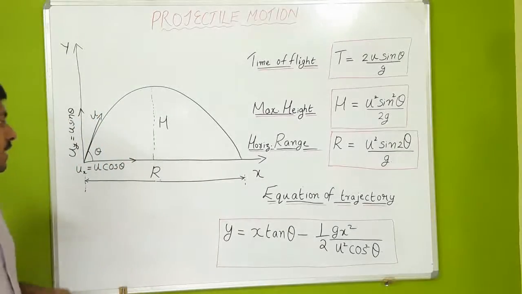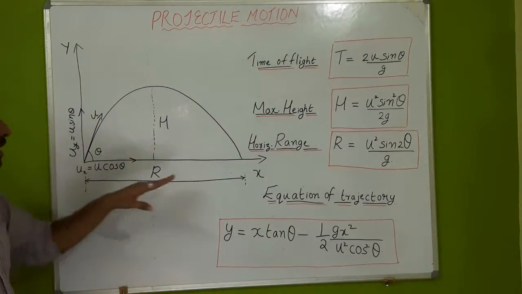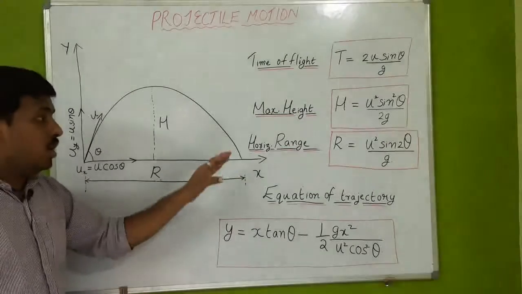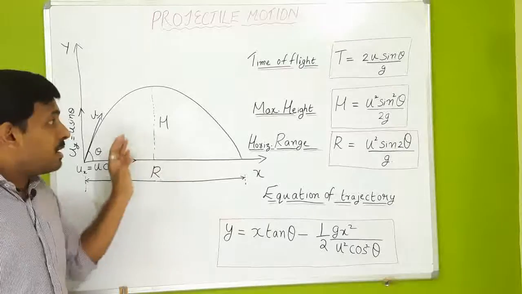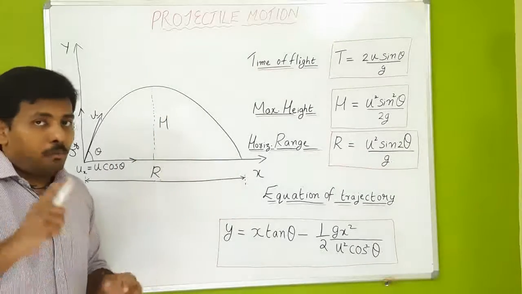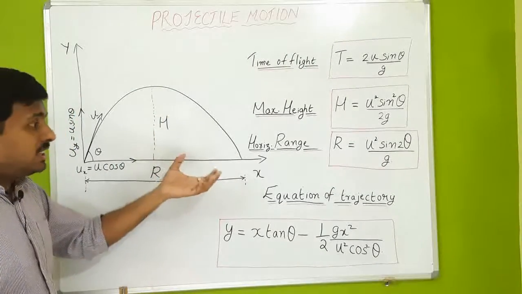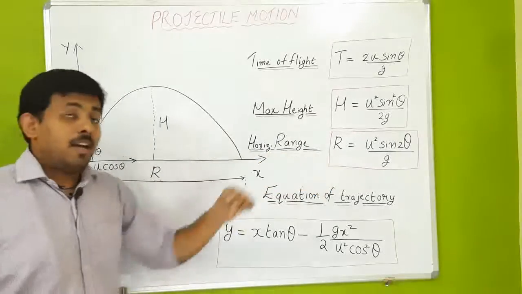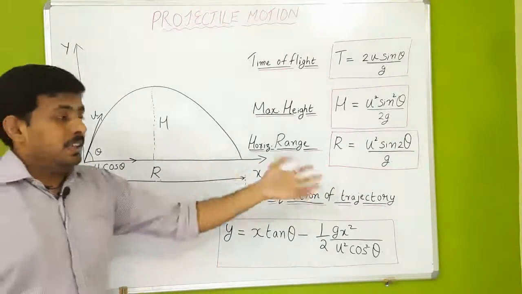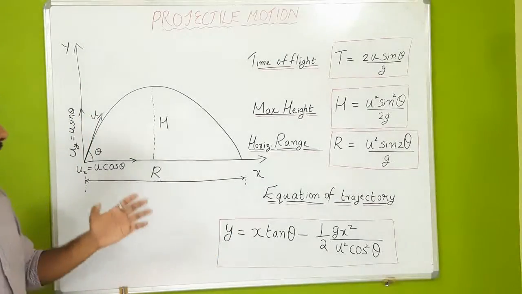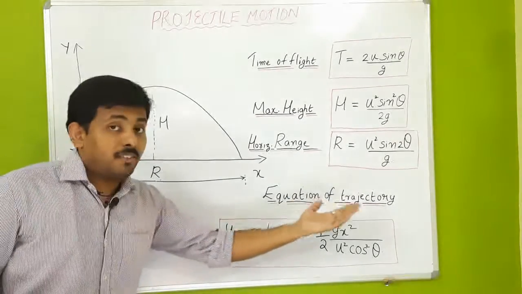2g. And the next is the max horizontal range. Horizontal range is the horizontal distance that is covered by the particle that is undergoing projectile motion. And the horizontal range is represented with the letter r, and r is equal to u square sine 2 theta divided by g. And the next important equation is of the equation of trajectory.